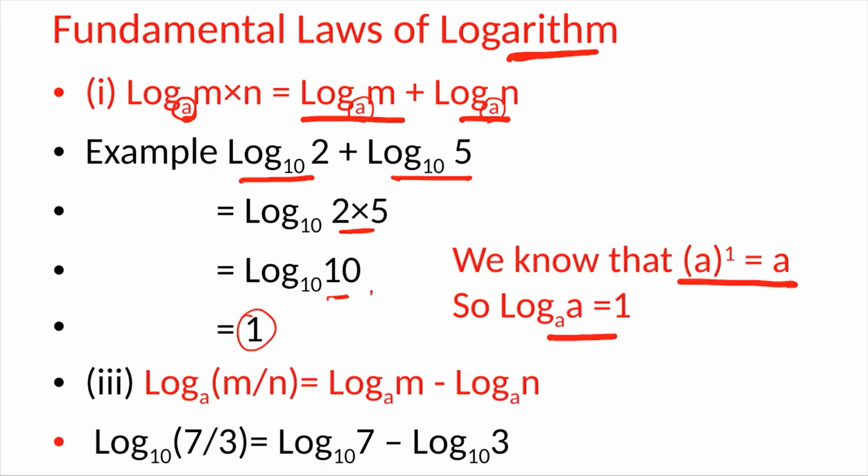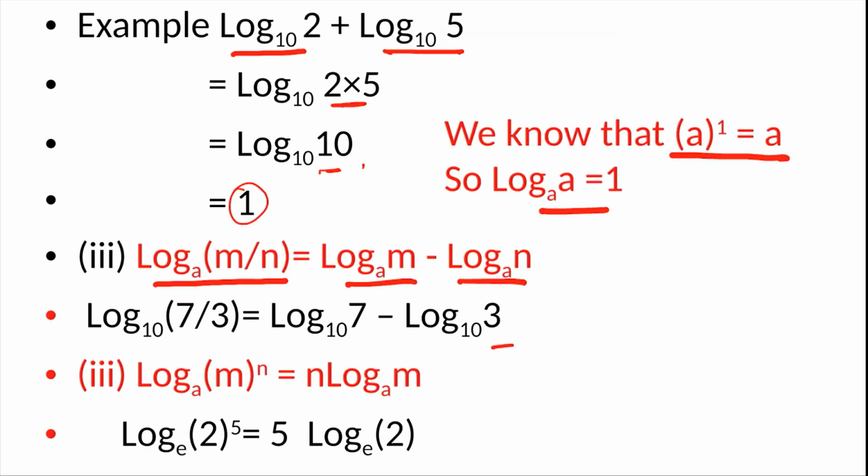Now suppose log m by n is given to you. Then what is log m by n? Log m by n is equal to log m minus log n. Okay, so if this value is given to you, you solve it with this formula and you get the value. If the value of log base a of m power n is given to you, then n is multiplied in the forward direction, and the value becomes like this. Okay, simple thing.